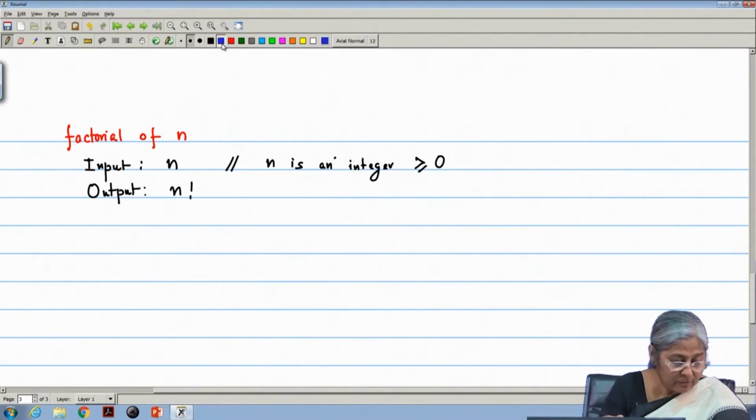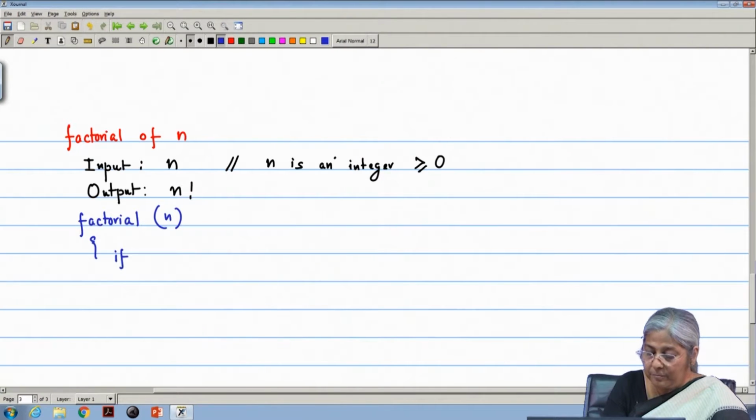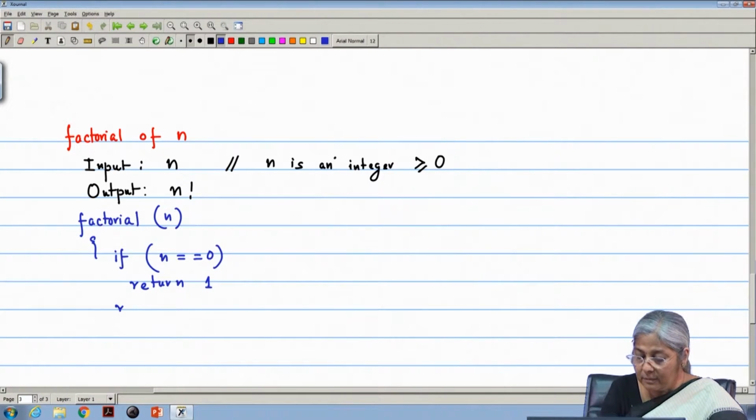Then how can I write it? If I give the function name factorial(n), then if n equal to 0, then return 1, else return n into factorial(n minus 1).